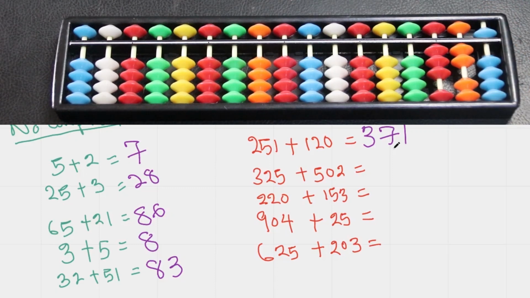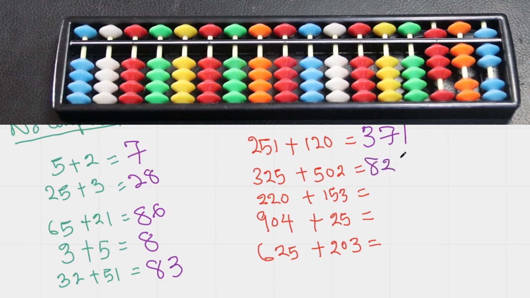325 plus 502. 50. I won't put anything here. 2. I'll put 2 there. Then what's my answer? My answer there is 827. So I can come here and then put 827.